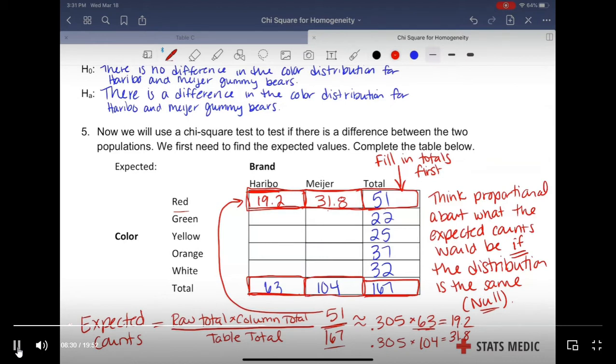So what I'd like you to do is take a few minutes and find all of the rest of the expected counts. Then when you're done, we'll look at the answers real quick and then move on to the next page.